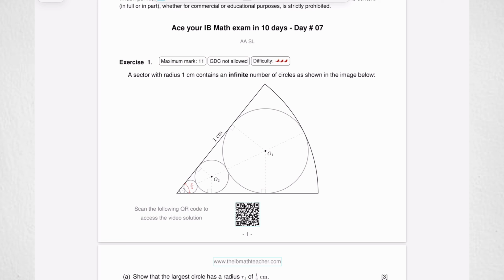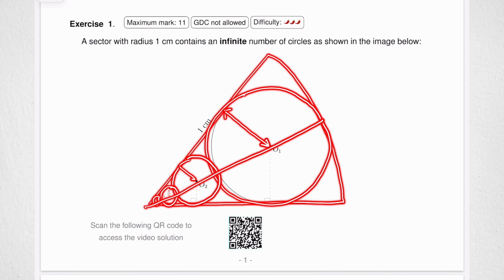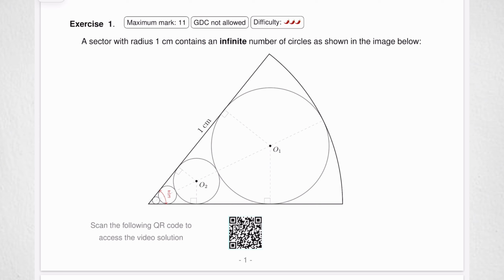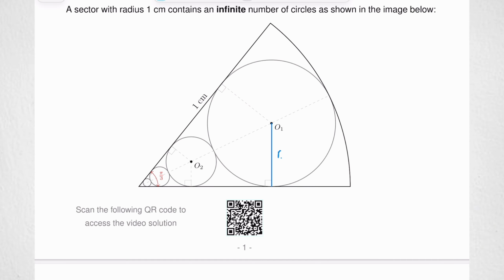All right, so let's start with this beauty of an exercise. We have a sector with radius 1, which has infinite circles inside it, and this diagram obviously doesn't show infinite circles but only 4 of them, so 1, 2, 3, 4, and we can see that the radius is decreasing at a certain rate, and we don't know what that rate is, but we will find out. Now the first question is, show that the largest circle has a radius r1 of 1/3. So r1, which is this, it should be 1/3.